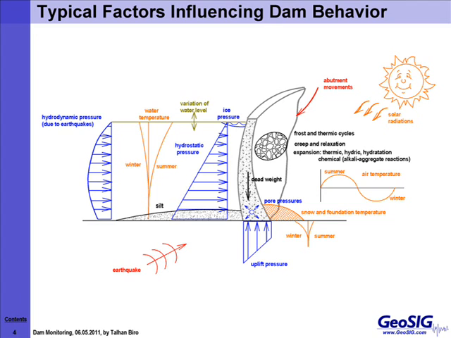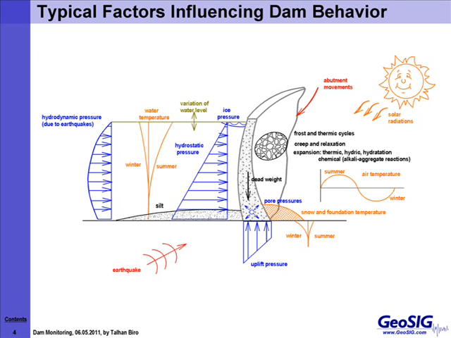There are environmental effects: frost and thermal cycles, changes in temperature and humidity, and in the structure itself, the creep, the relaxation, and if it is a relatively new structure, the curing of the concrete, chemical reactions, and so on. Also on the downstream side, the pore pressures and the winter and summer temperature changes.